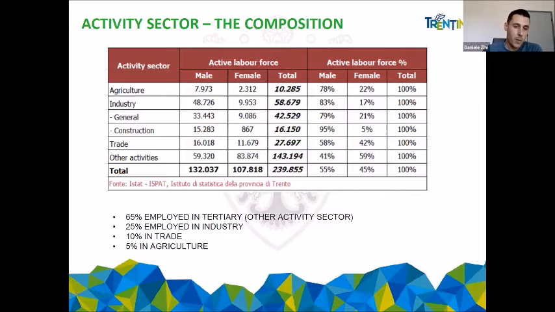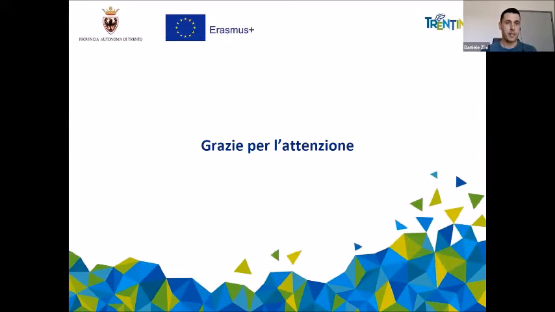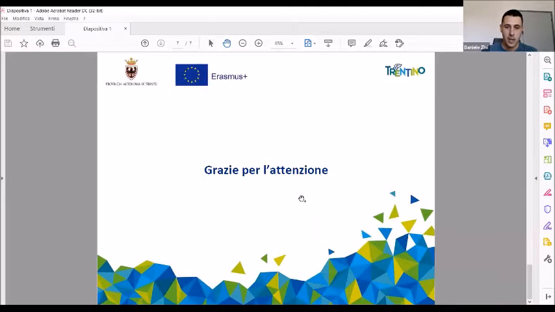Most of the people employed in trade and agriculture are sole employers or sole managers. And this is the main difference between the 90% composing the first two classes and the remaining 5%. I think this depicts the situation of Trentino, and I leave the floor to Giancarlo.